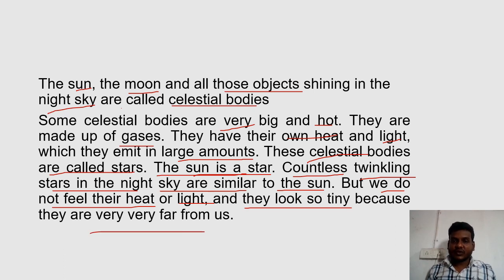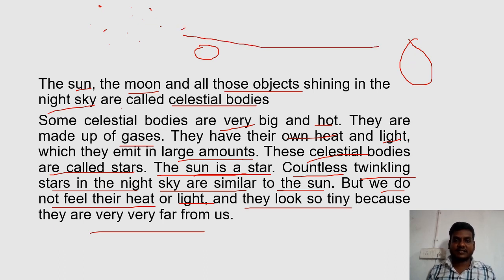And this is the earth and this is the sun. And from earth to the star is a very far distance. We cannot feel heat and light. They also look very tiny because the distance between a star and earth is very far. I hope this picture is clear to all.